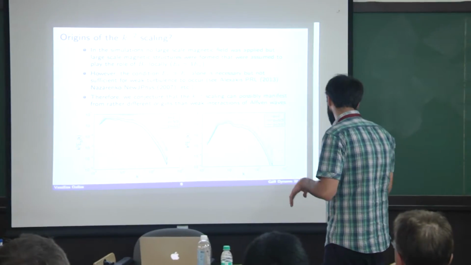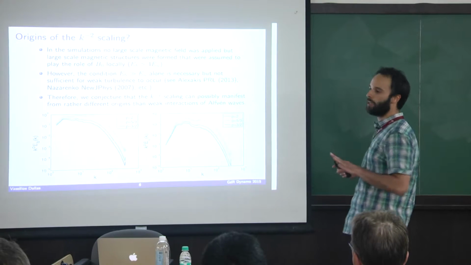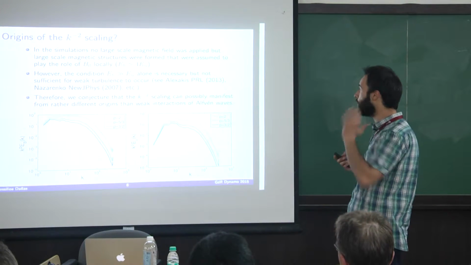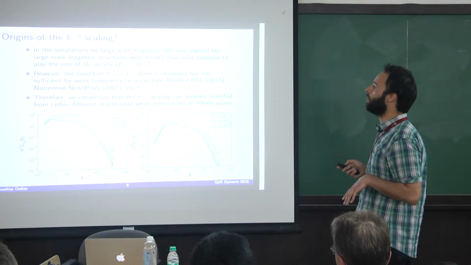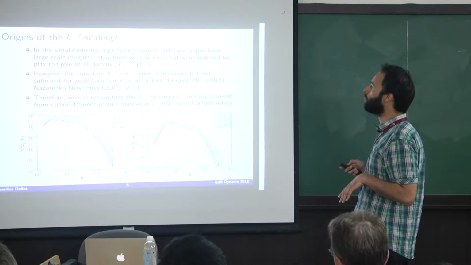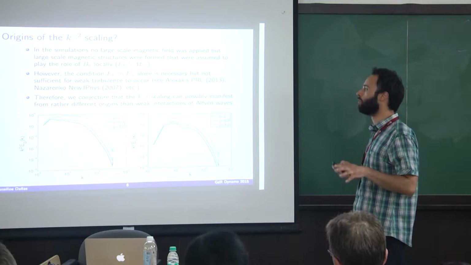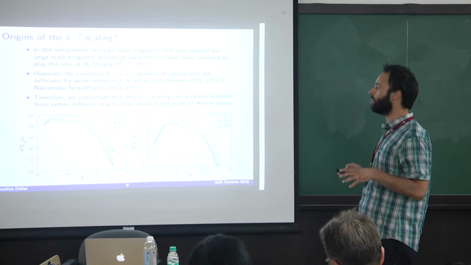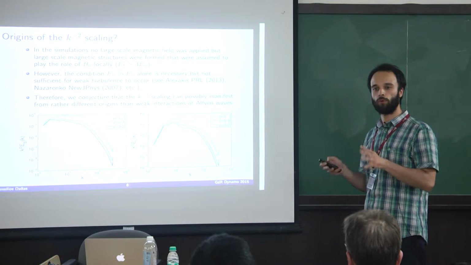However, in the simulations, there was no large-scale magnetic field. What they observed, though, was that E_B was about 4 times E_U. So they assumed that the magnetic energy plays locally the same role as B0.